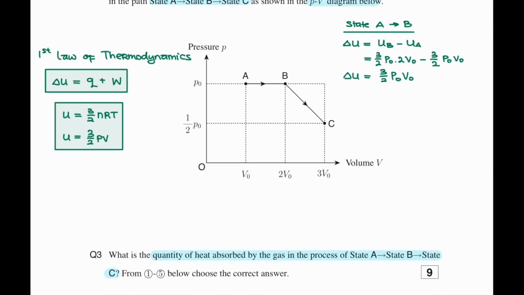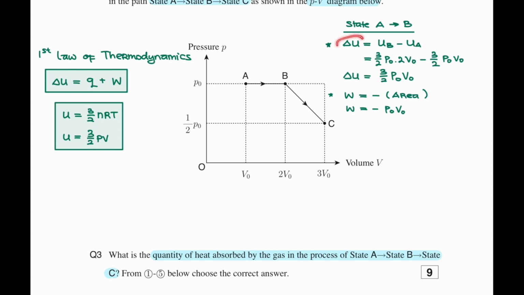Okay, so we can calculate W by calculating the area below the graph, and since the volume is increasing, that means the work is done by the gas. My sign convention for work done by the gas is negative. So W is negative the area. The area of this rectangle is VO times PO. So W is negative PO VO.